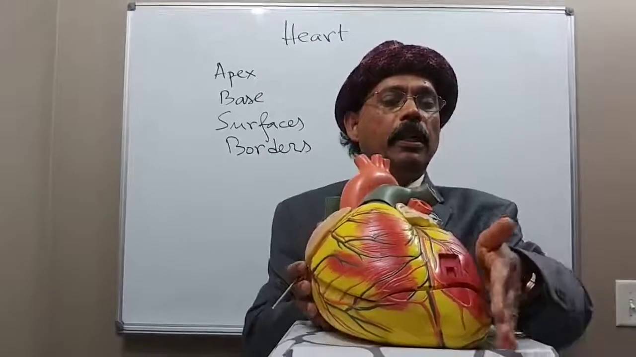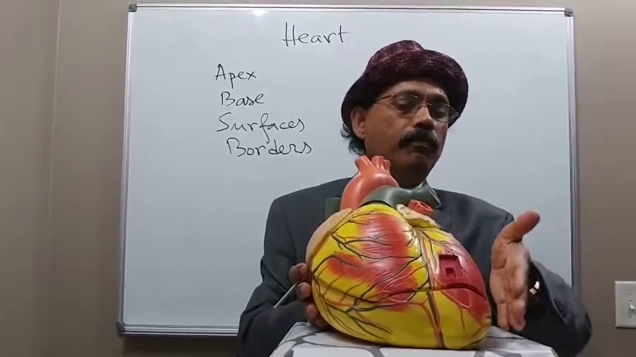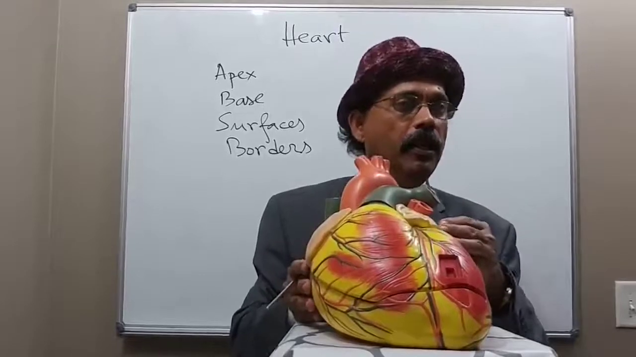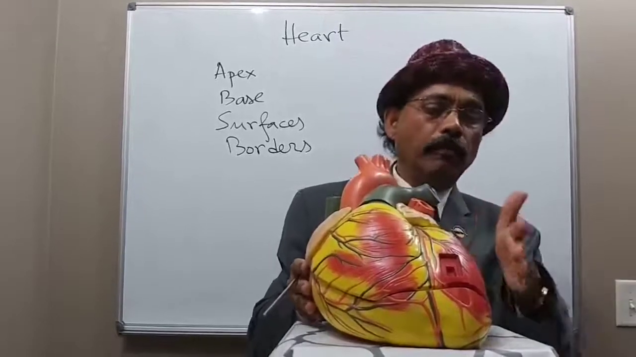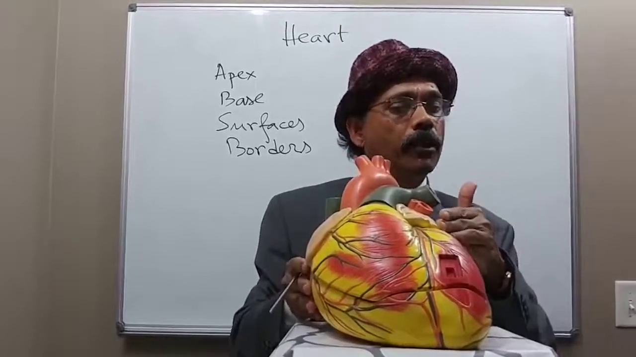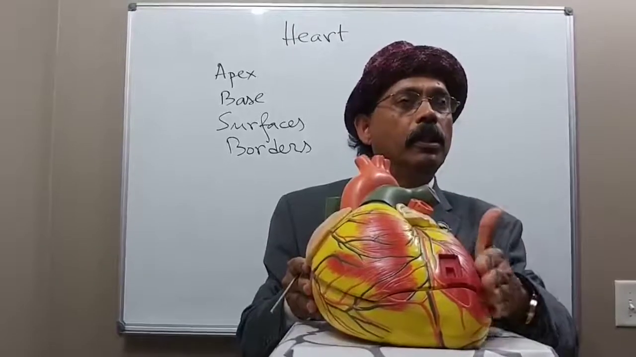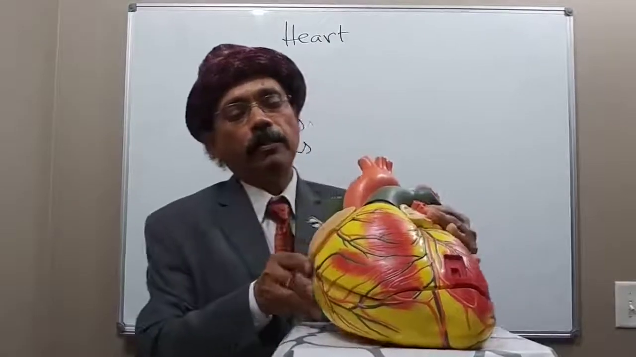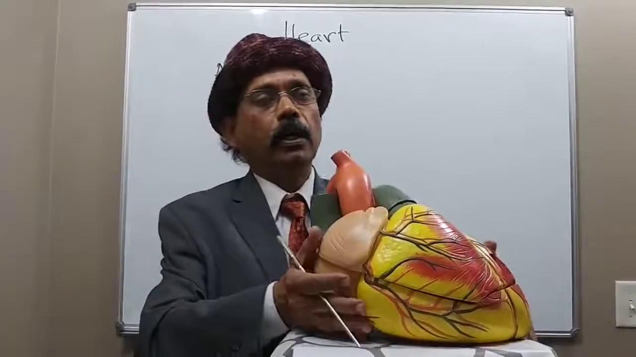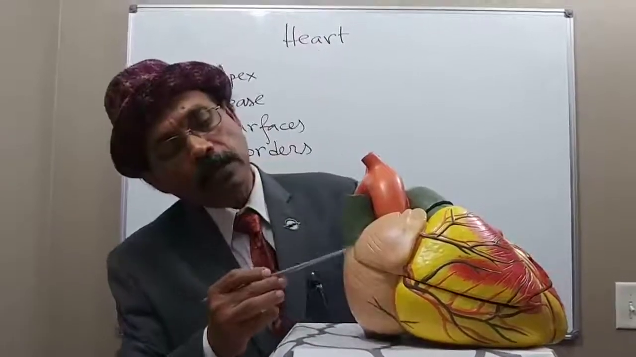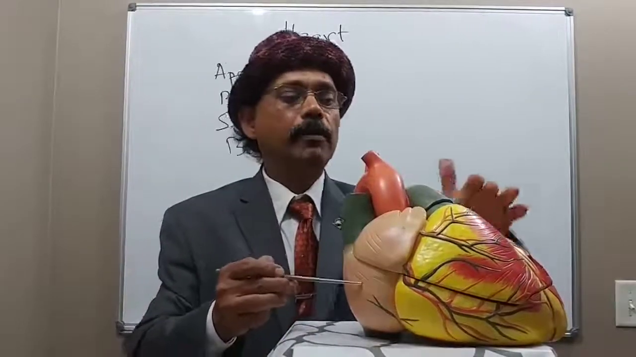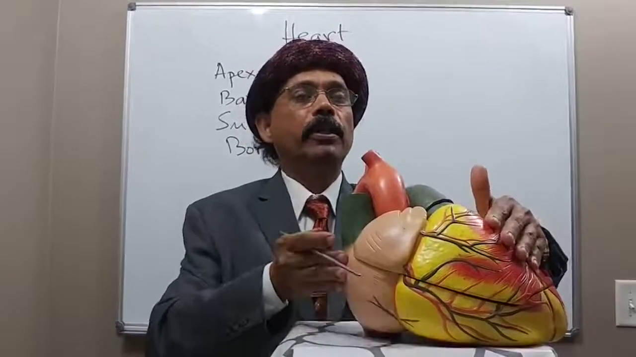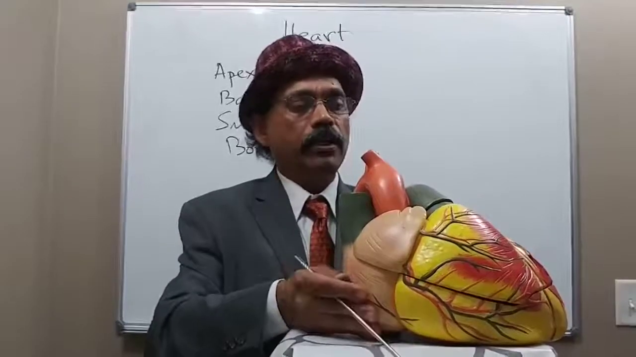This is the left border of the heart. It is formed by the left ventricle, partly by the left auricle. Here the right margin of the heart is formed by the right atrium. The right ventricle does not make the right margin. The right margin is formed by the right atrium.